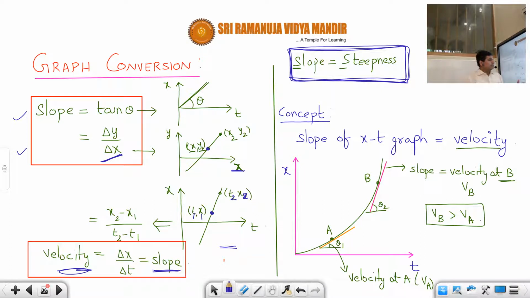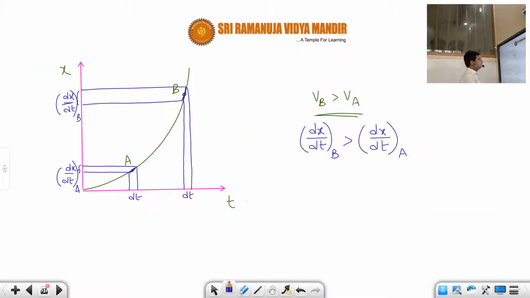Then we took one simple example. Suppose the shape of the xt graph is like this, and as you go from point A to point B, steepness is increasing, or slope is increasing, and slope is nothing but velocity. So velocity will increase. That means velocity at point B is greater than velocity at point A. This is what we discussed in the last session, and I also explained how we can get the same relation, that velocity at point B is greater than velocity at point A, from fundamentals also.